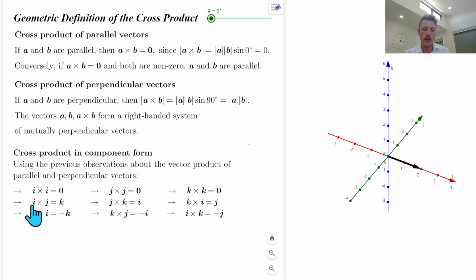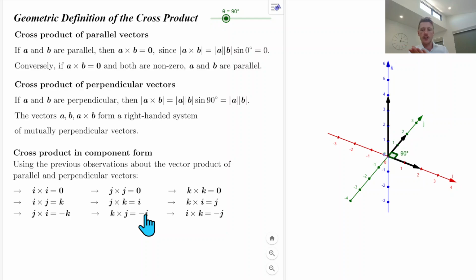Similarly, if we keep moving down, i crossed with j will be equal to k. Okay? And so that's the situation we had here. This should make sense. Just imagine these all have a size of 1. If we cross i with j, we're going to get k. If we cross j with k, we're going to get i. Let's think about that. Yes, that makes sense, okay?